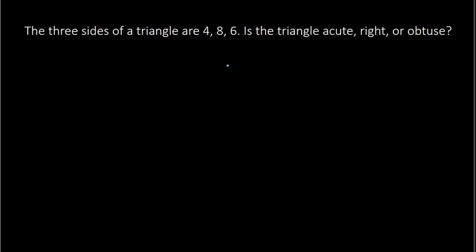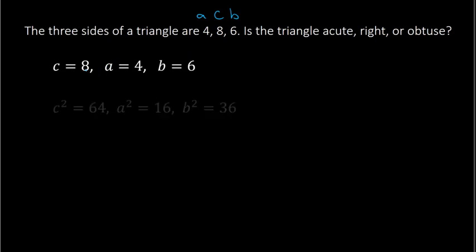Now, what if your side lengths were 4, 8, and 6? What kind of triangle do we have? Well, c is always the biggest side, so c would equal 8. Then a and b could be the 4 and the 6. So a is 4, b is 6, and c is 8. So the question now is, how does c squared compare to a squared plus b squared? Well, c squared is 8 times 8, or 64. 4 squared is 16. 6 squared is 36.